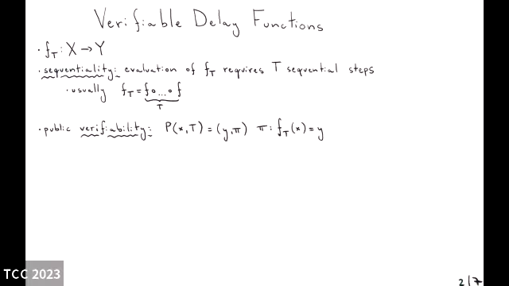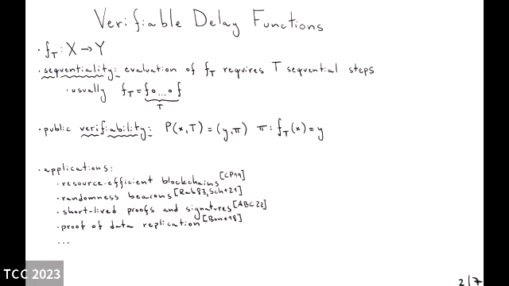The second property is public verifiability, which means that there exists an efficient algorithm P such that P on input x and t evaluates the function, and at the same time, it produces a proof pi for the relation f_t(x) equals y. Verifiable delay functions have many applications. We can build resource-efficient blockchains from them, random beacons, short-lived crypto primitives, proofs of data replication, and many others.